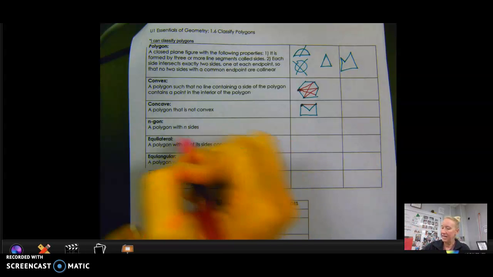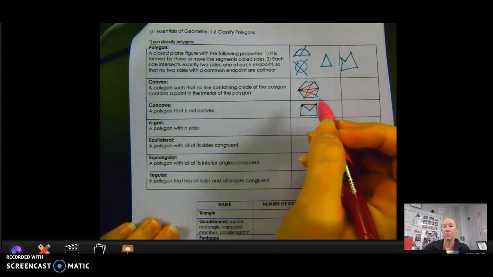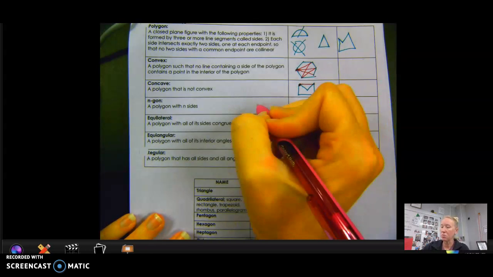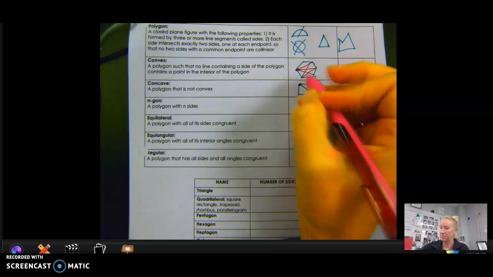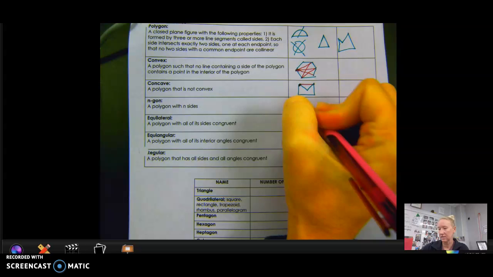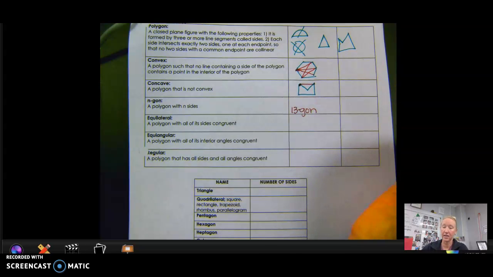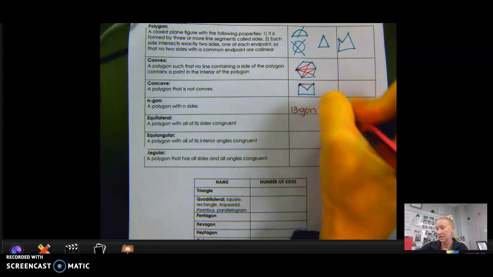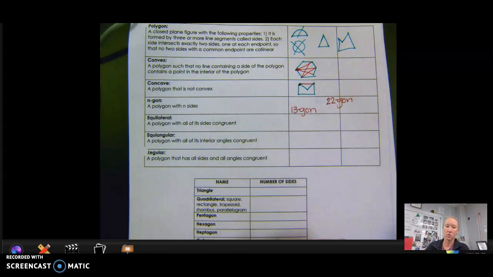Okay? N-gon is a way that we name polygons that have more than 13 sides. So like a 13-gon is a polygon with 13 sides. A 22-gon is a polygon with 22 sides.